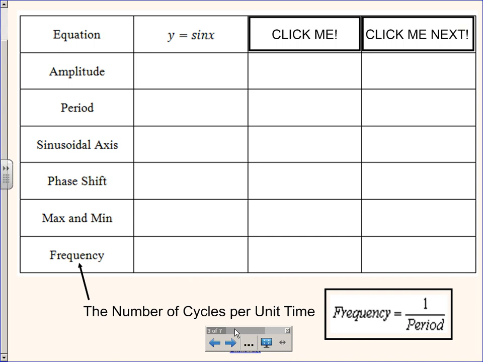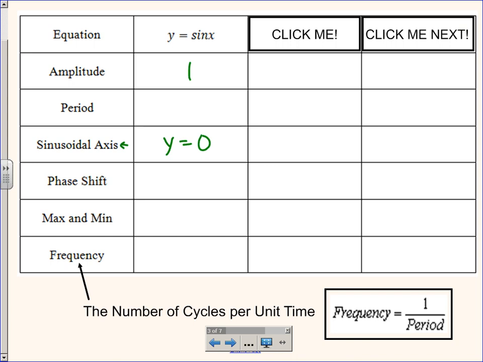For this first equation, it was y equals sine x, and the amplitude, remember, amplitude was the distance from the middle, the sinusoidal axis, to the max or to the min. And the distance for that is just 1. So nice easy amplitude. I'm going to jump down to the sinusoidal axis. The sinusoidal axis is the horizontal line that is right in the middle of the maximum and the minimum, right? So for that y equals sine x graph, that was just the line y equals 0. But sometimes that changes depending on if I shift it up or down, and we'll see that in a minute.